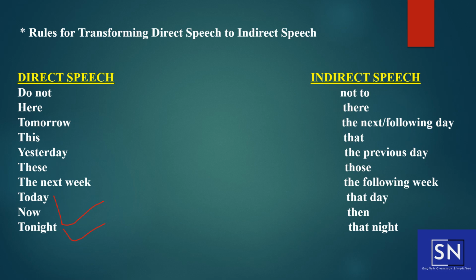These are the basic rules for transforming direct speech into indirect speech. That means present tense verb will change to past tense, and past tense verb will change to past perfect tense. For example, if in the direct speech you have look, it is in present tense. When you change into indirect speech, it will become looked. If there is looked in direct speech, it will become had looked. That is past perfect tense.